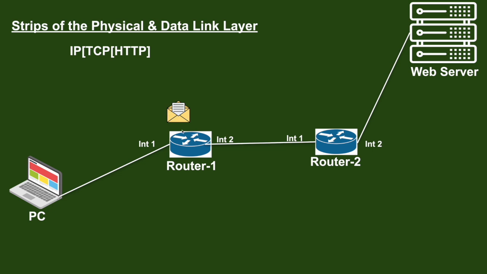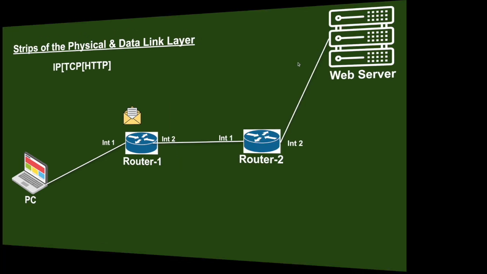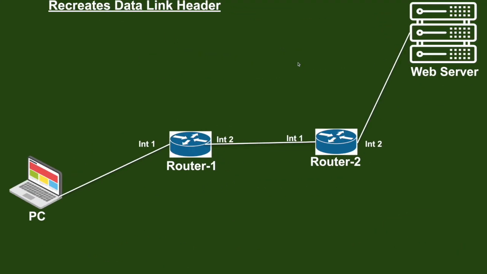Again, we will go deeper into that in the upcoming sessions, but we will see that router 1 is able to understand that this packet has to be sent on to interface 2 so that it reaches router 2 and it reaches the web server. Now, remember, it has stripped off the physical layer and it has stripped off the data link layer.